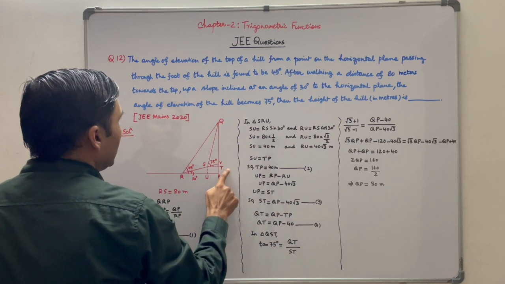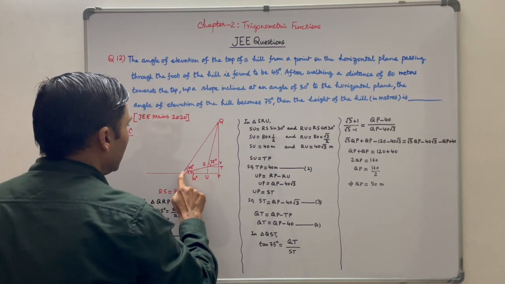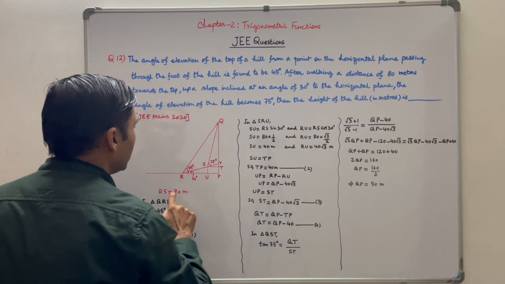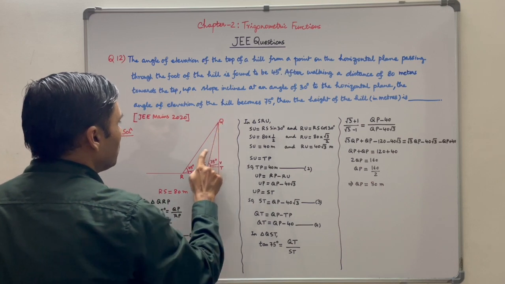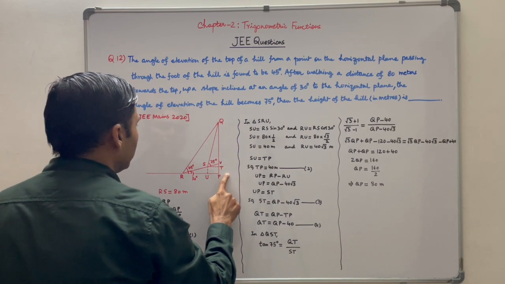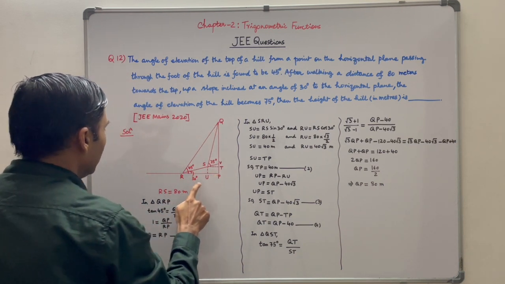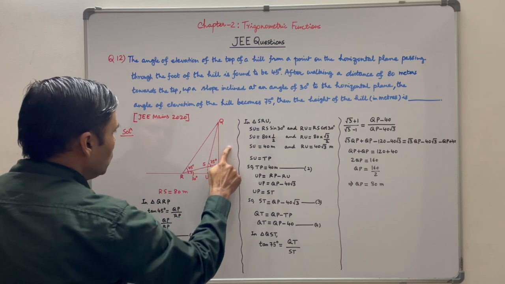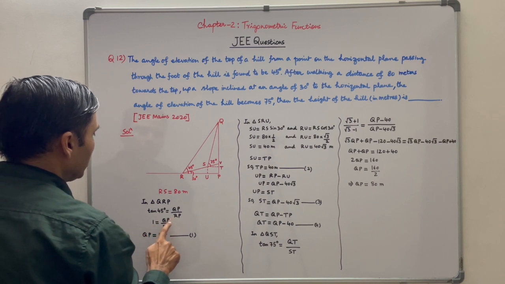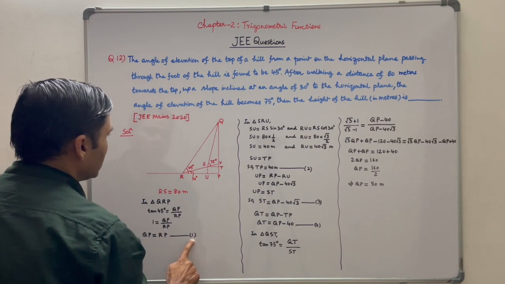QP is the hill. Angle of elevation of Q from a point R on the ground is 45 degrees. RS is given as 80 meters. RS makes an angle of 30 degrees with the horizontal. Angle of elevation of Q from point S is given as 75 degrees. Then we have to calculate QP. In right angle triangle QRP, tan 45 is equal to QP upon RP. Value of tan 45 is 1. So 1 is equal to QP upon RP. That is QP is equal to RP. This is our first equation.